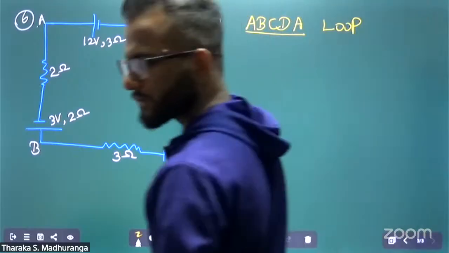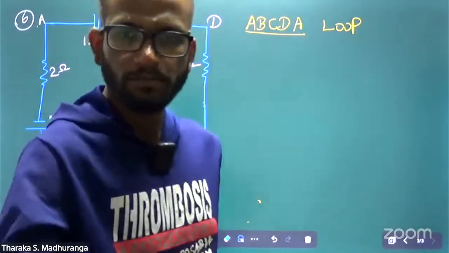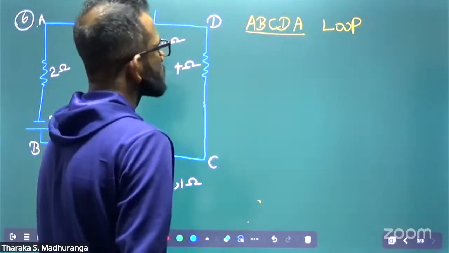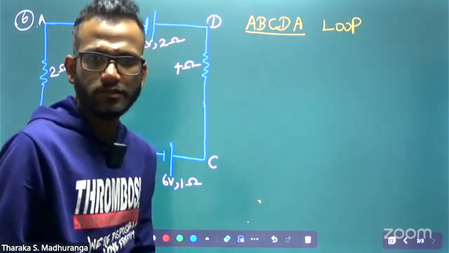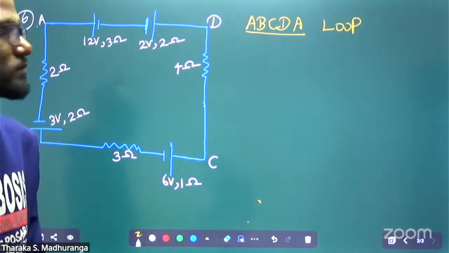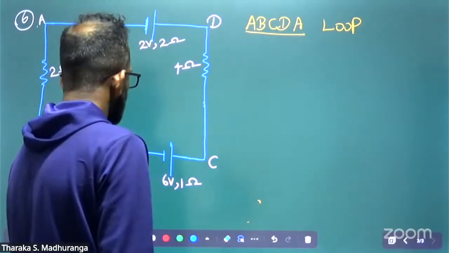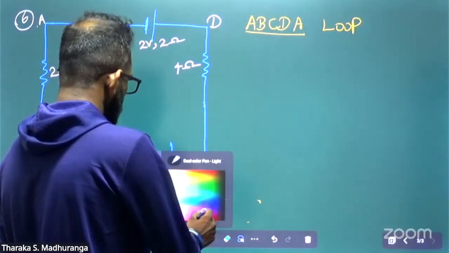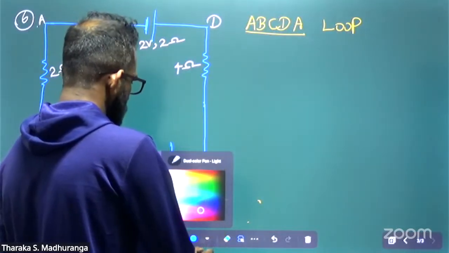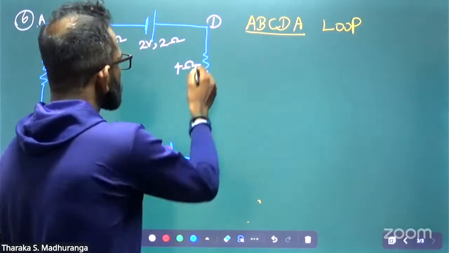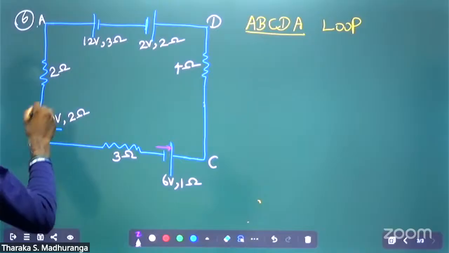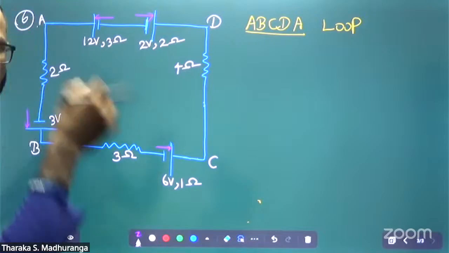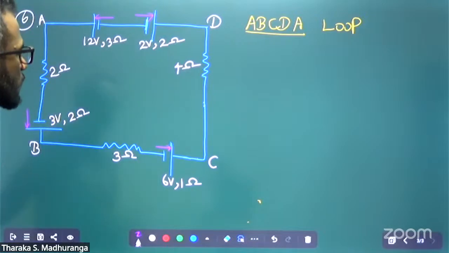Okay, time's up. Send your answers. Okay, what is your first step? Mark the electromotive force direction. This is my electromotive force direction. There are 4 cells. Now they show the electromotive force direction.